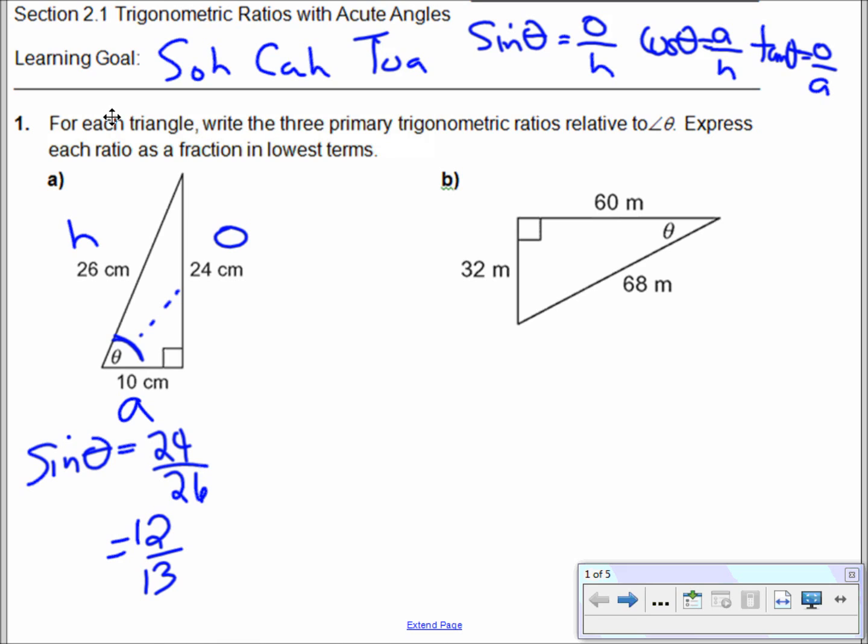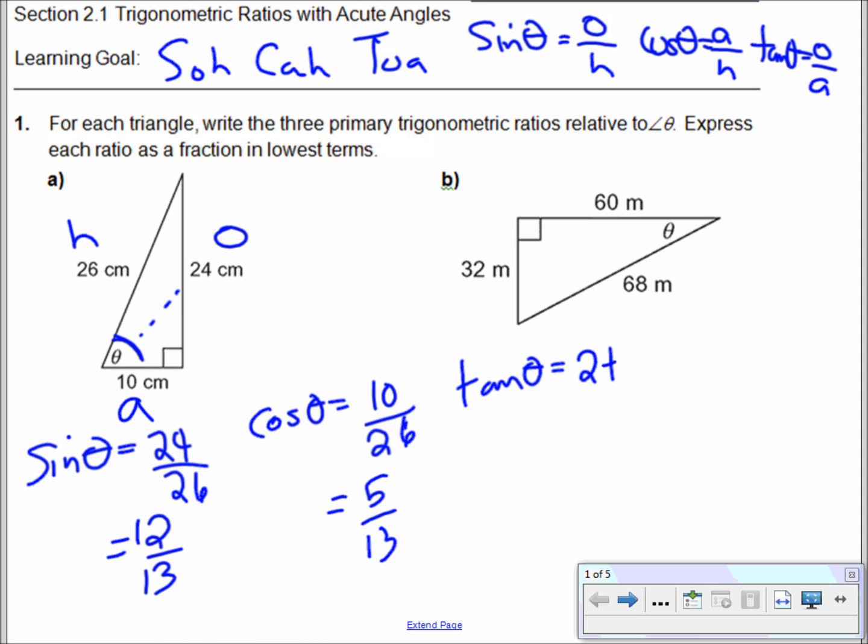All right, next, cosine is adjacent over hypotenuse, so it's 10 over 24. Oh, sorry, oh my goodness, I'm having a rough day today, huh? Thank you, 26. I'm just looking at the wrong number. So 5 over 13. Okay, and tan, excuse me, tan of theta is opposite over adjacent. So in this case, it's 24 over 10.